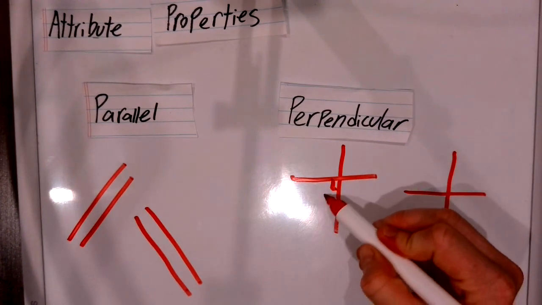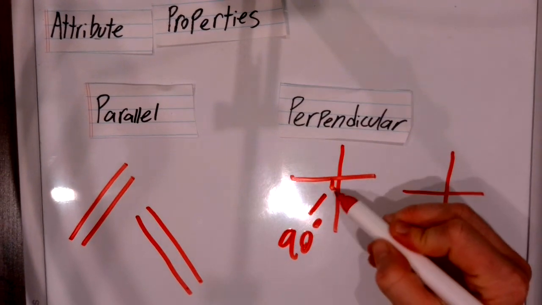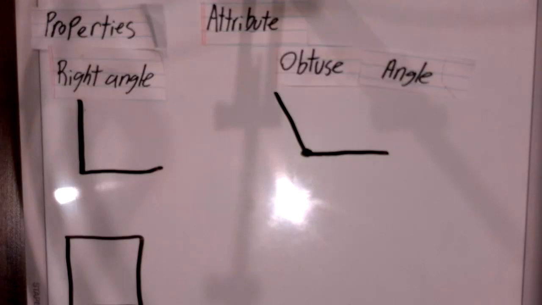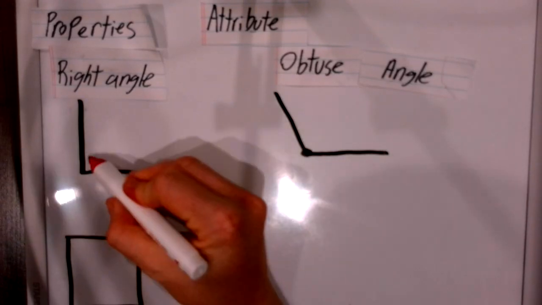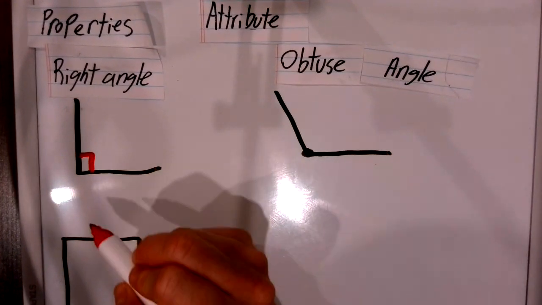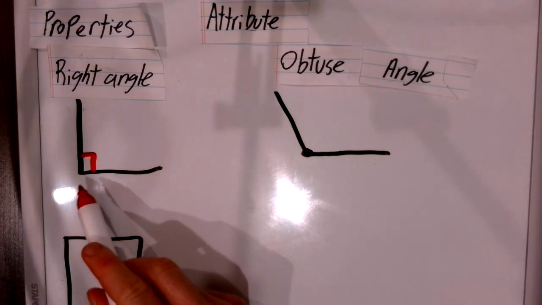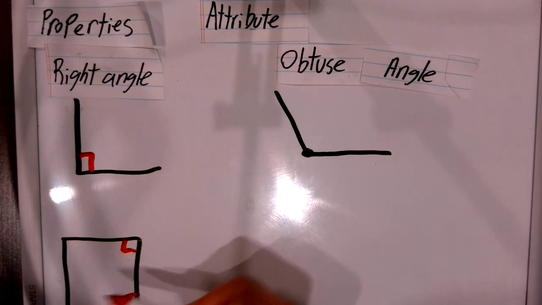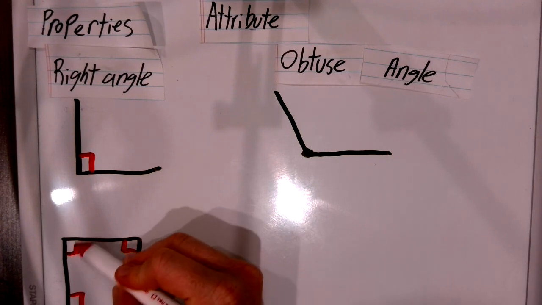A right angle is 90 degrees and is labeled with the little square in the corner, which we'll get to next. A right angle has 90 degrees and is labeled with this little square. This little square lets us know that that angle is 90 degrees. A square has 4 90-degree angles, one in each corner.